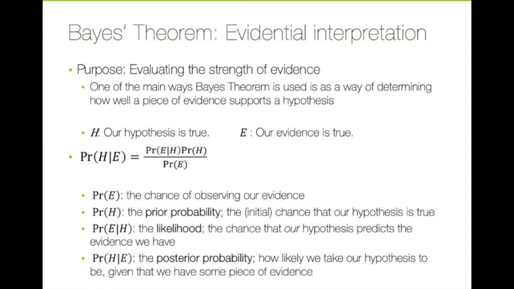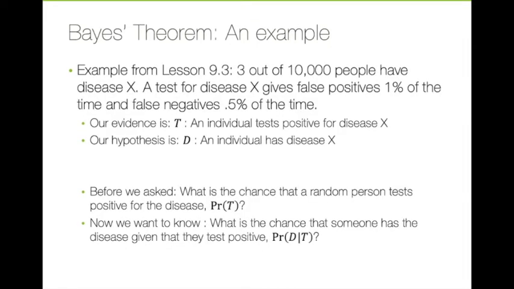If it's lower, we shouldn't be so confident that the hypothesis is true. If it's a higher number, we can be more confident that the hypothesis is true. So in the example we've been using, the probability of H given E would be the chance of having some disease given that you have certain symptoms or given that you have a positive test. We've been using this disease example to give you a flavor for the evidential interpretation of Bayes' theorem. And now let's look at how that interpretation works with some actual numbers.